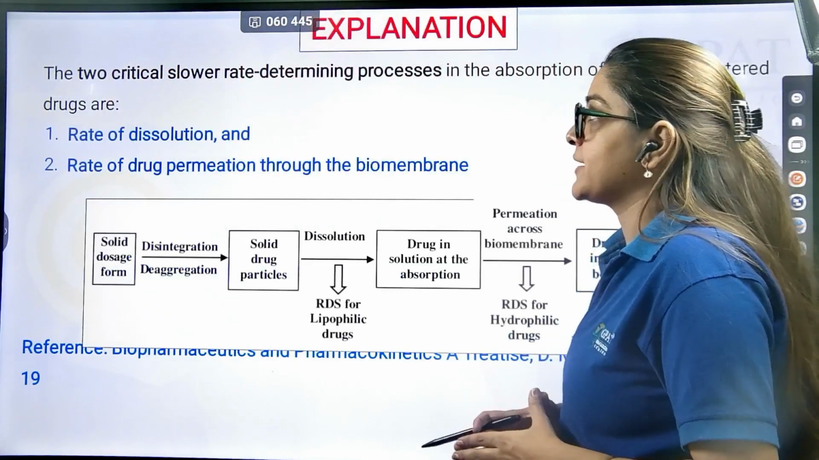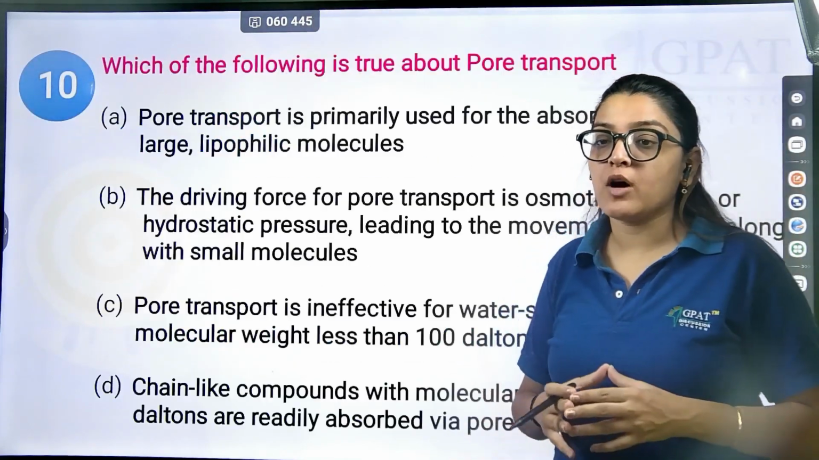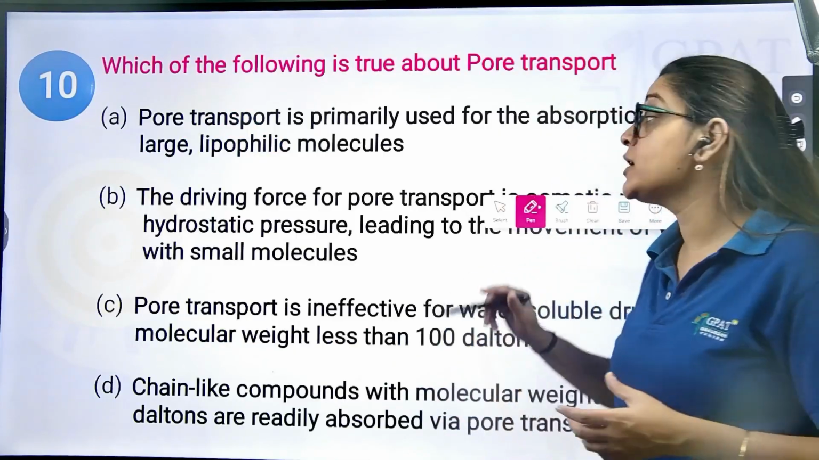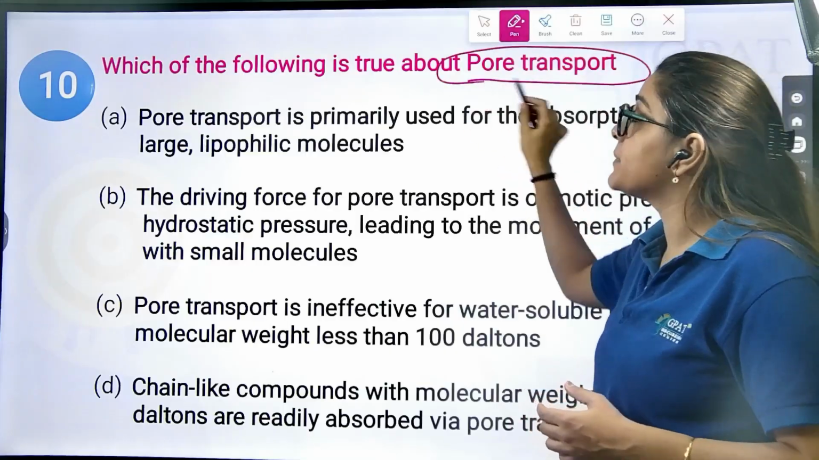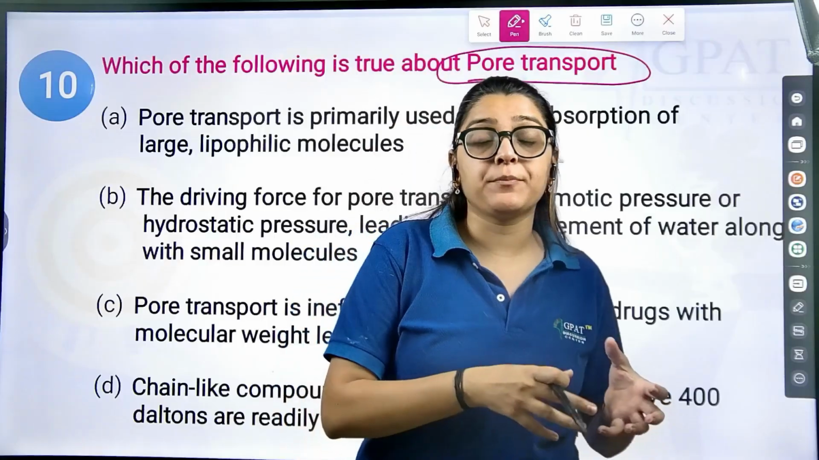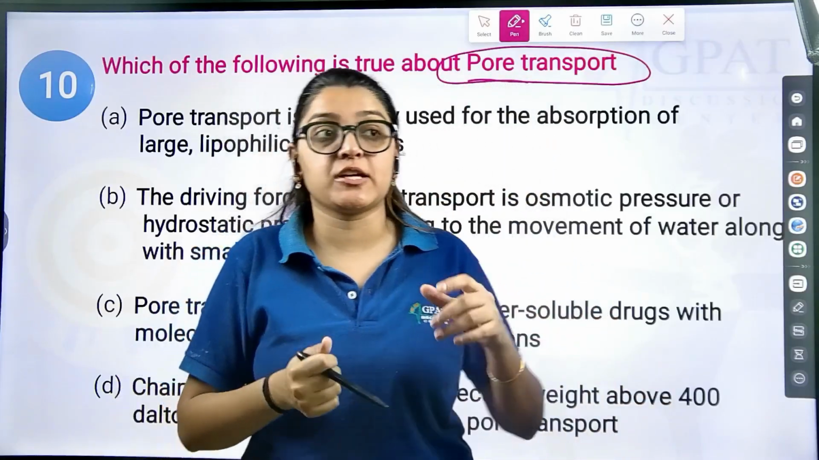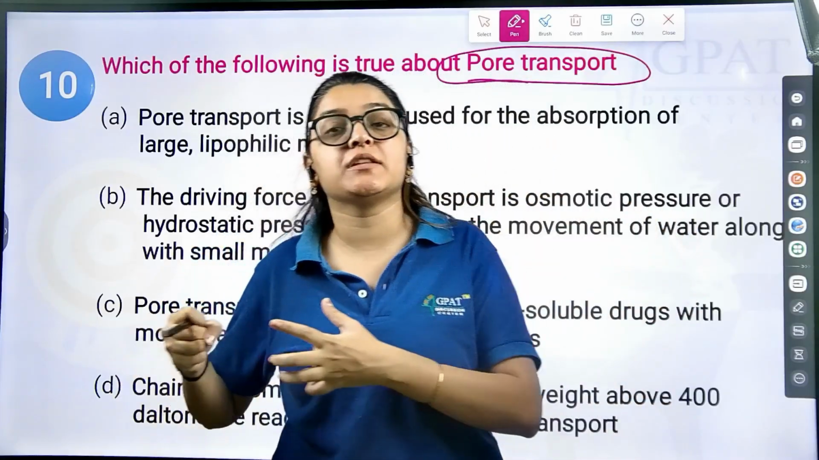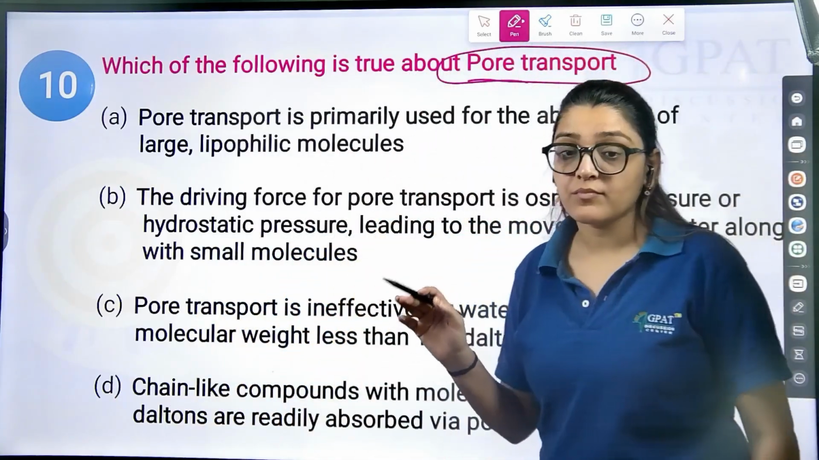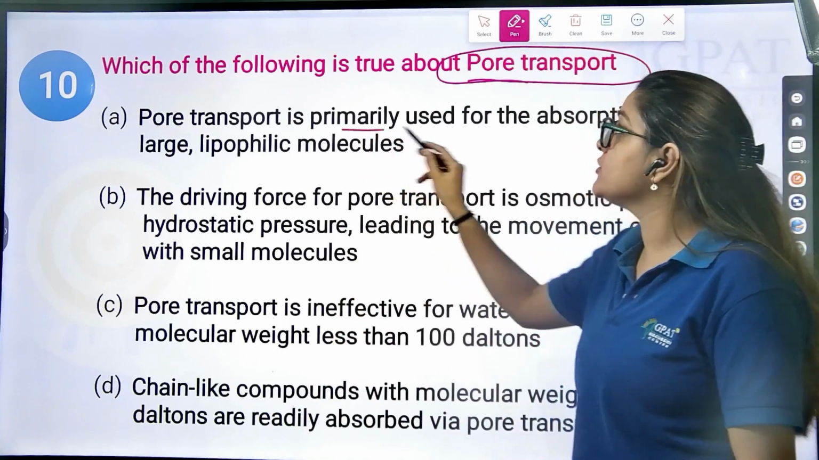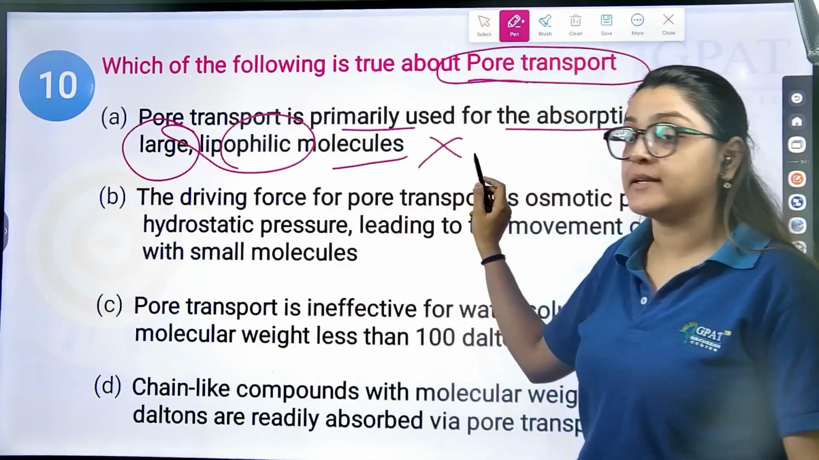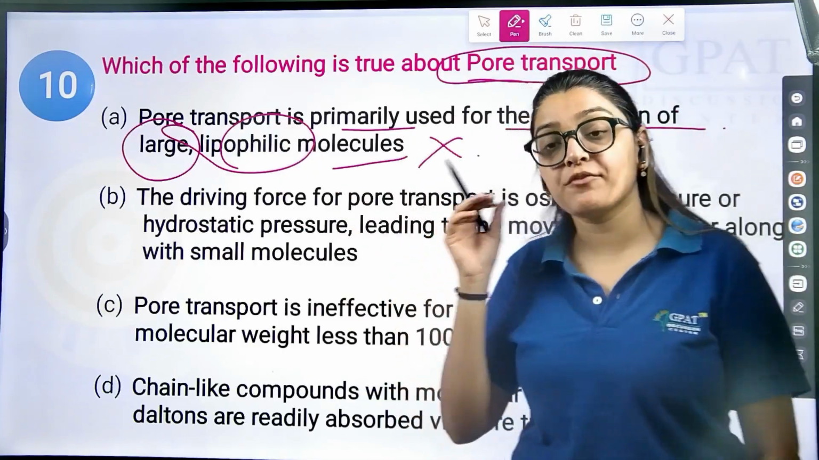Okay. Next. Which of the following is true about the pore transport? Now, pore transport is also known as convective transport, which works on the principle of solvent drag, created due to hydrostatic pressure. The drugs that are transported are hydrophilic in nature. They are transported with the solvent drag. Water flux is created and the drug is transported. One option says pore transport is primarily used for the absorption of large lipophilic molecules. I have just said it is for hydrophilic molecules, which are very small in size.